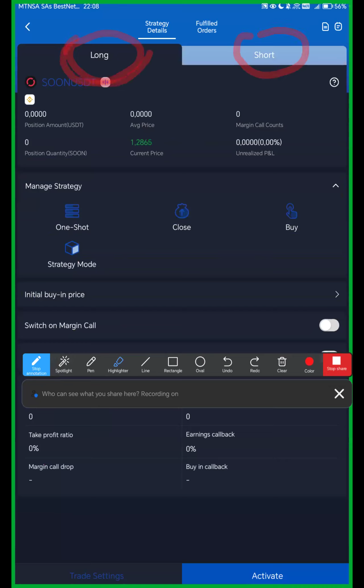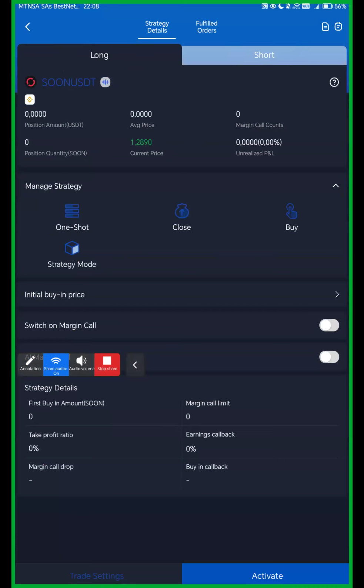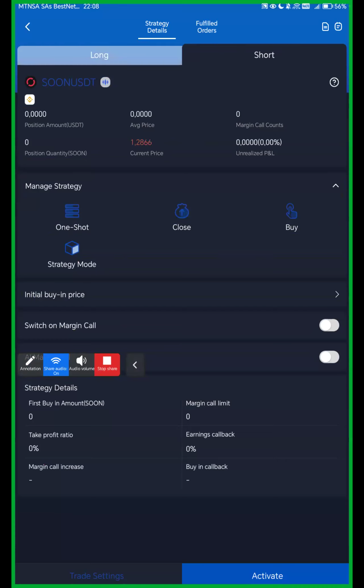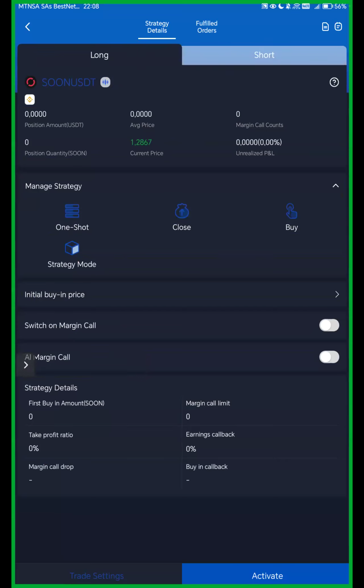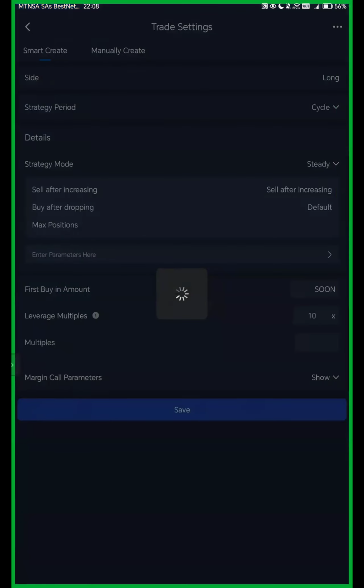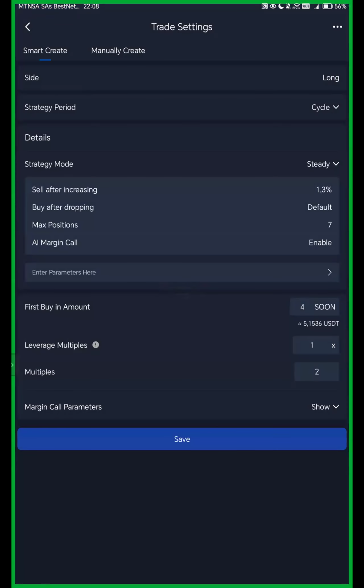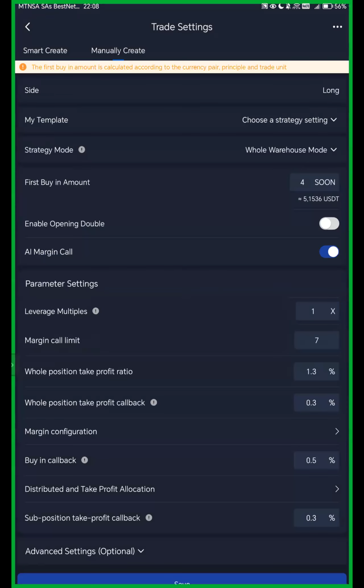Right now, the long side is the one which is highlighted. If I tap like this, it means I am setting this trade under short. When I tap like this, it means I'm setting this trade under long. So let's start with the long. The procedure is the same. You tap on your trade setting, you manually create, then you tap on advanced setting.